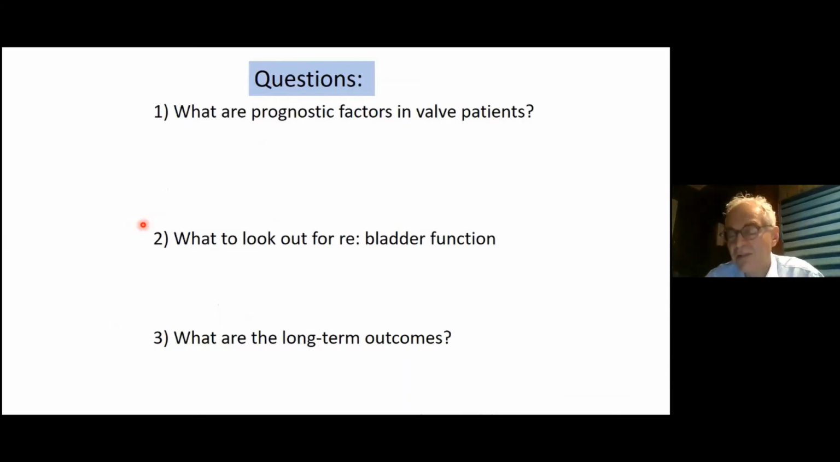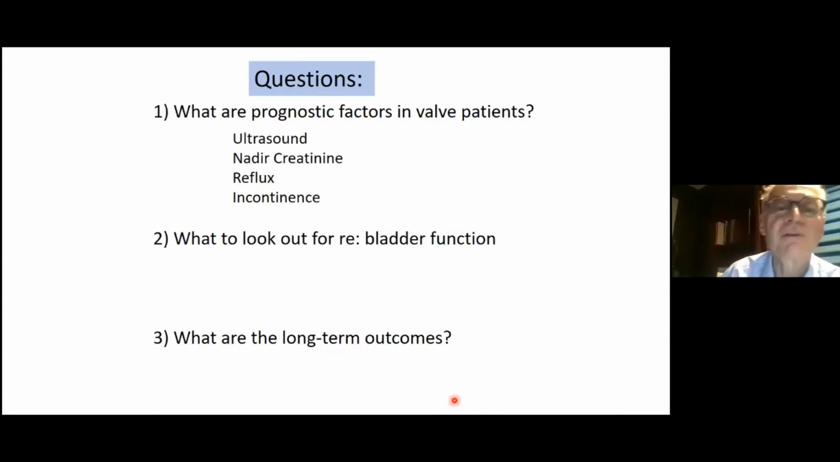Okay, a couple questions more about valves. What are the prognostic factors? This is something every Peds Urology fellow should know. What are the prognostic factors in patients with valves? Just list a couple. Anything that comes to mind. Okay, nadir creatinine is probably the most famous one and maybe the best one, of course, creatinine nadir, right.